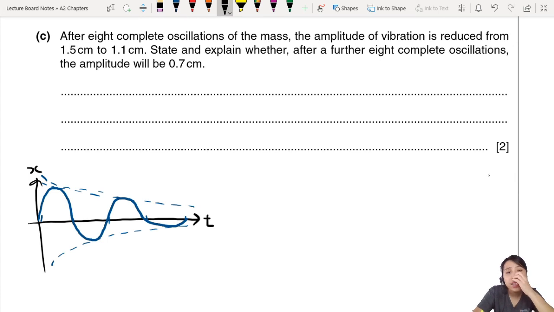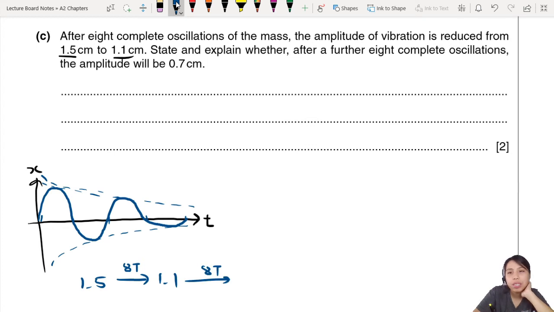But what did they suggest? 8 oscillations from 1.5 to 1.1. So that means 1.5 to 1.1. Okay, 8 oscillations later, will it be 0.7? I don't know. What is the factor here? Well, if you look carefully, they are saying after 8 cycles, your amplitude will decrease by 0.4. Then they say, maybe after that it decreased by 0.4 again. That is what we call a linear decrease.